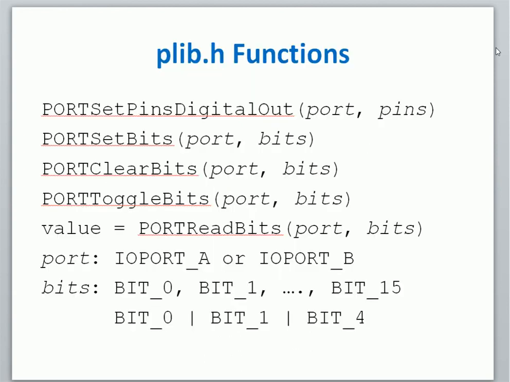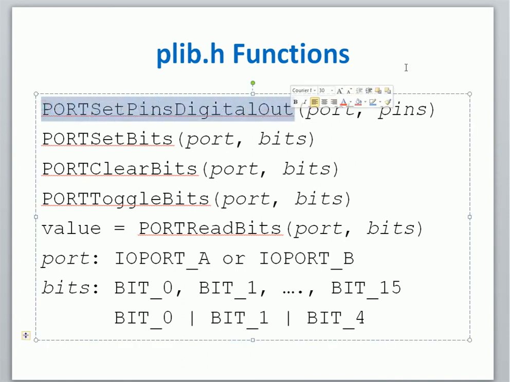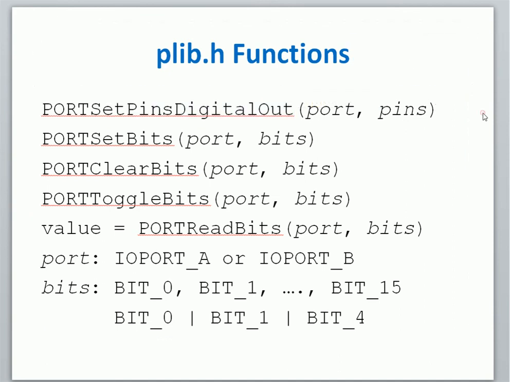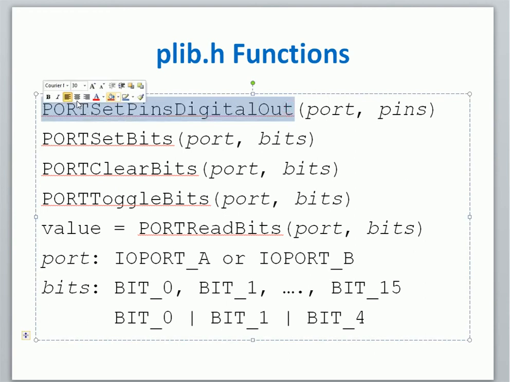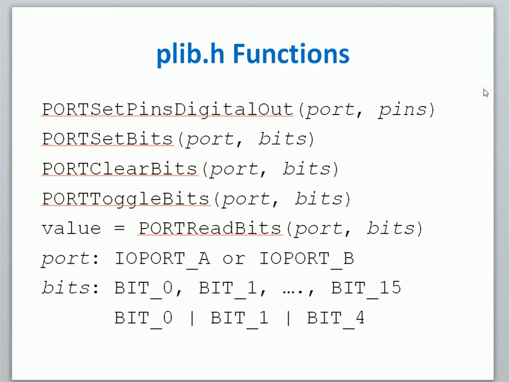Now, to use these pins, there's a number of functions in the plib legacy peripheral library. The first function is super important. If we want to use these pins as digital output and they're multiplexed with all these other things, then we've got to set the pins to be digital output. I'll explain what port and pins means a little later. So this is the first and most important function, the one that actually makes a pin a digital output.